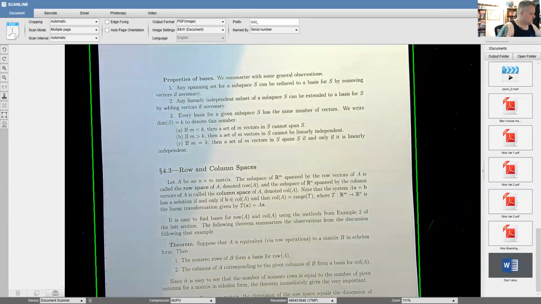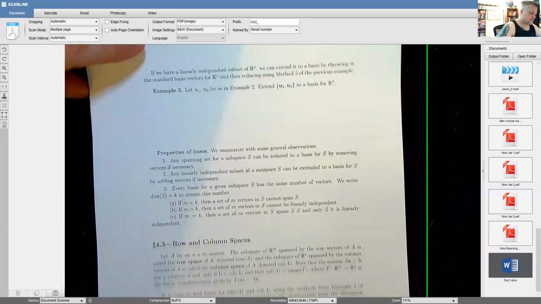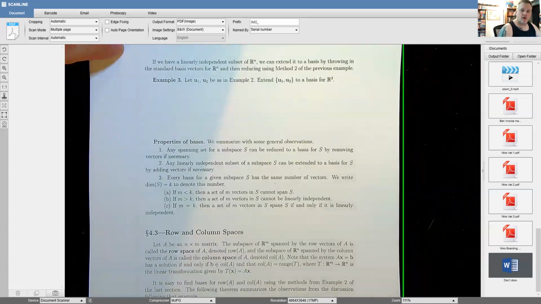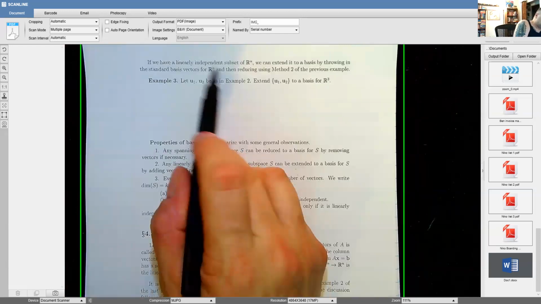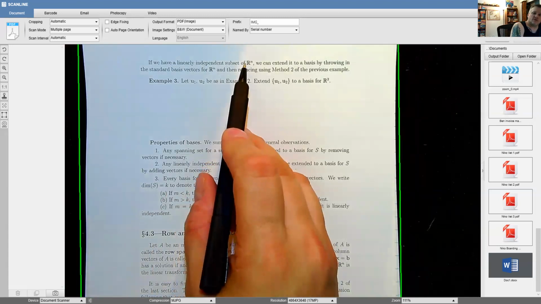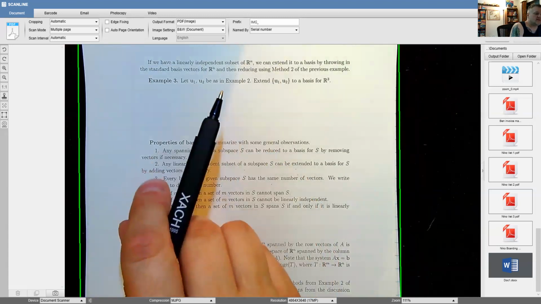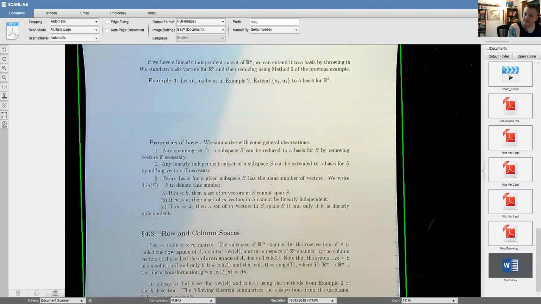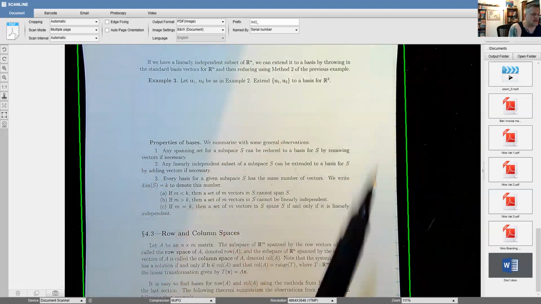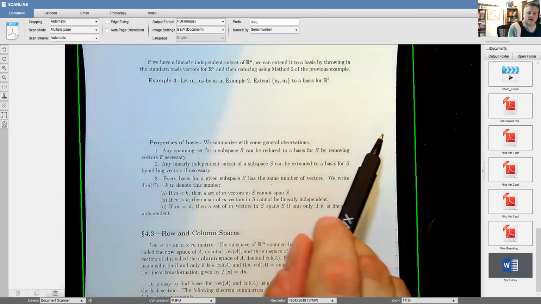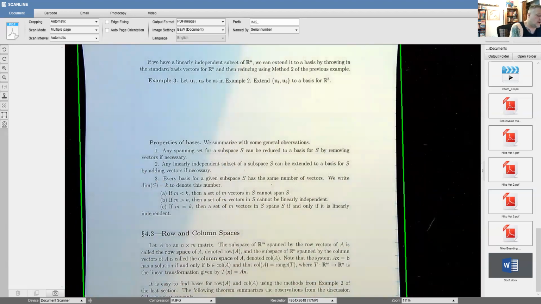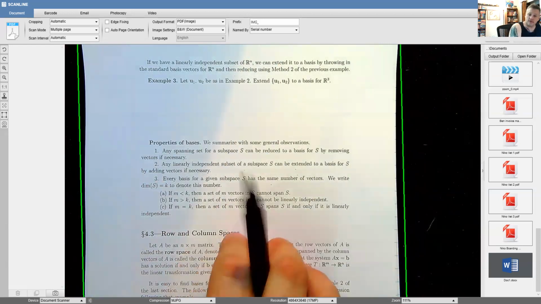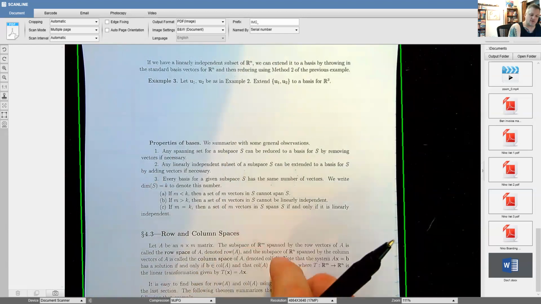And then finally, suppose I have a linearly independent subset of Rn. Remember, if I'm in R3 and I have 2 linearly independent vectors, that's not going to span all of R3. You need another one. So what you want to do is start with those. Finding linearly independent vectors is good, because you need those to form a basis in the first place.